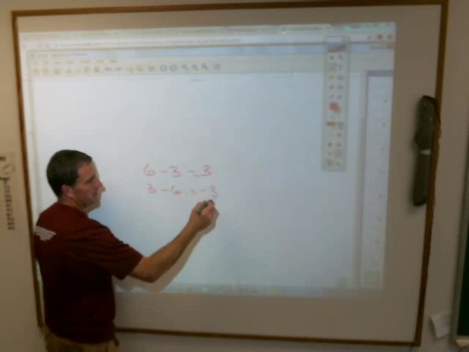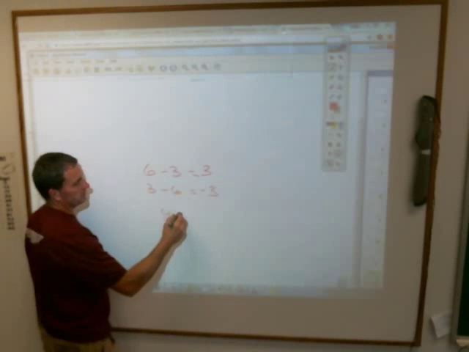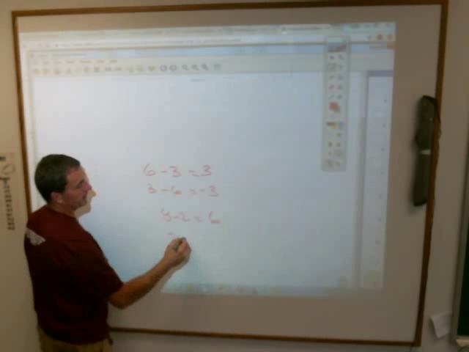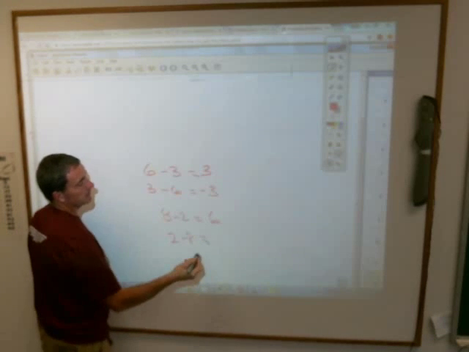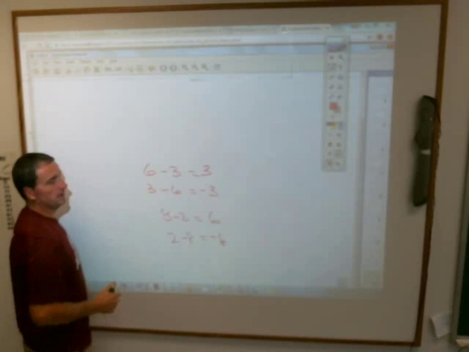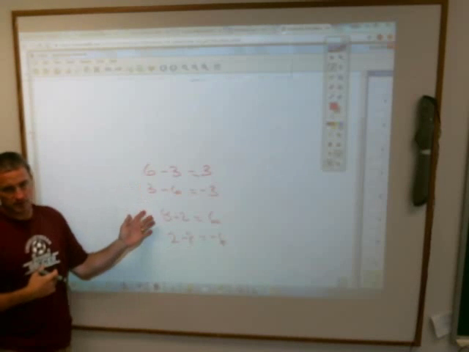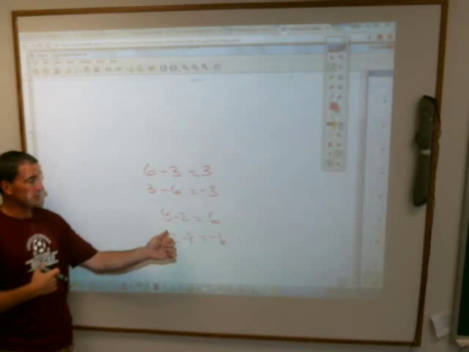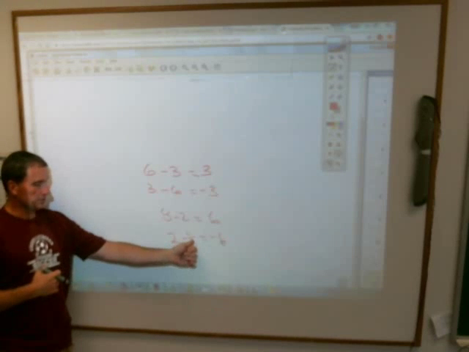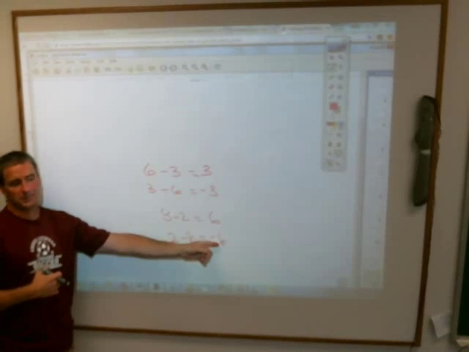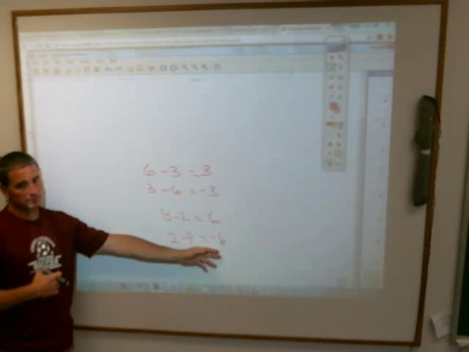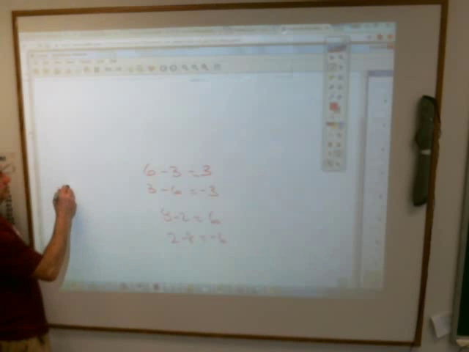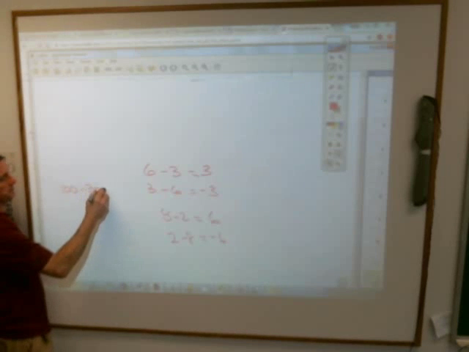Negative 3. So if I have 8 minus 2, that's 6, and 2 minus 8 is negative 6. In each case you actually subtract. It's just that when you subtract a bigger number from a smaller one, it becomes its negative. Okay, so you could tell me the answer to this. What is 100 minus 300?